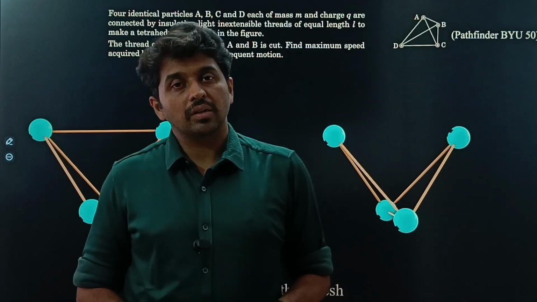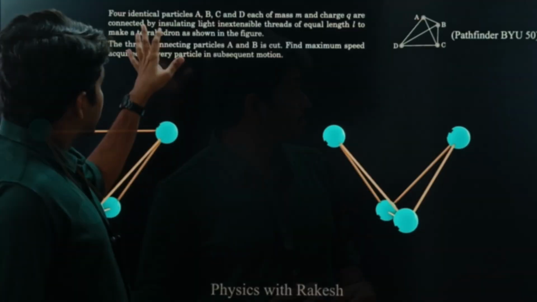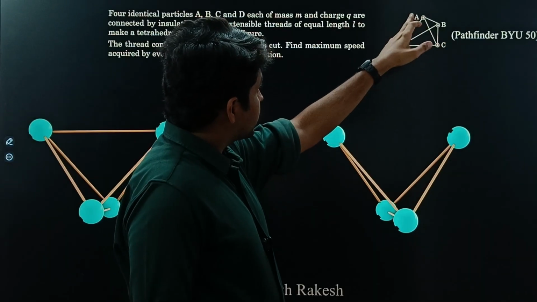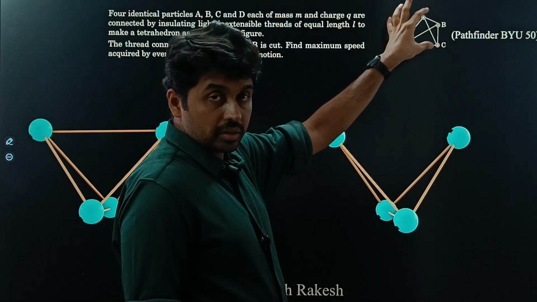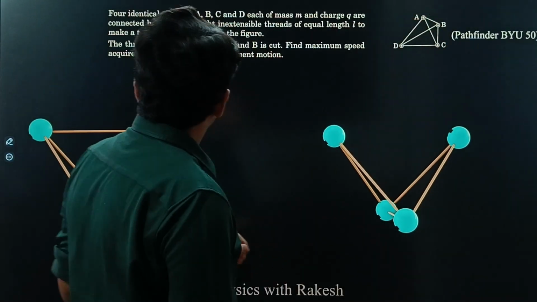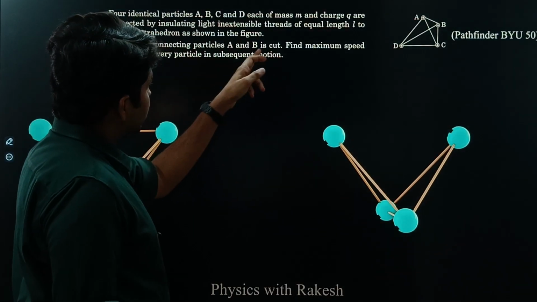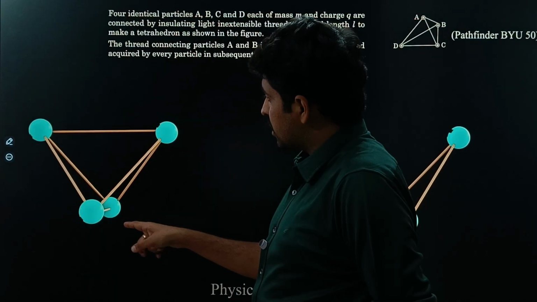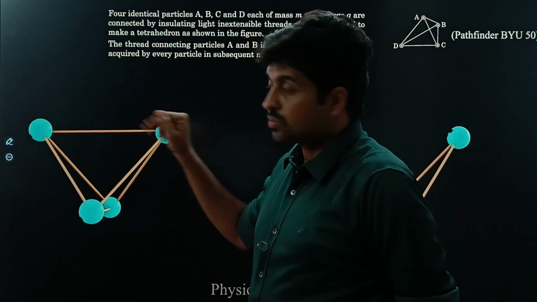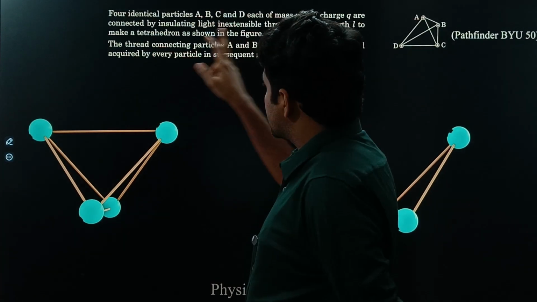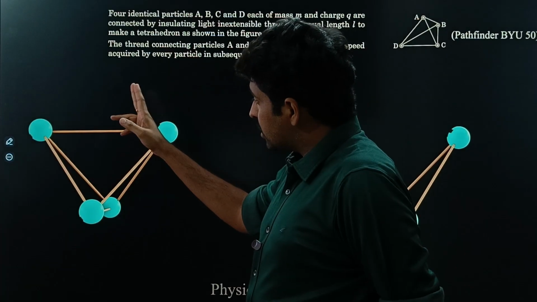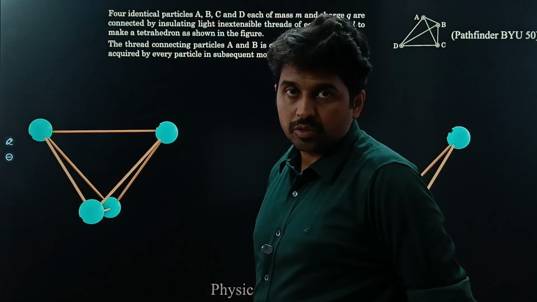Let us look at the advanced questions in this topic. There are four identical charges tied with threads on a tetrahedron. Now the thread connecting the particles A and B is cut. If these are the particles, this thread is cut. What is the maximum speed acquired by every particle in the subsequent motion? So after this thread is cut, what is the maximum speed?